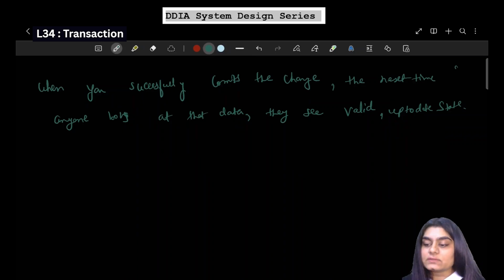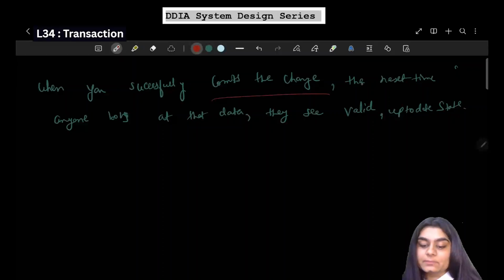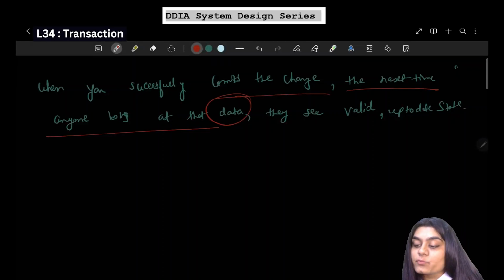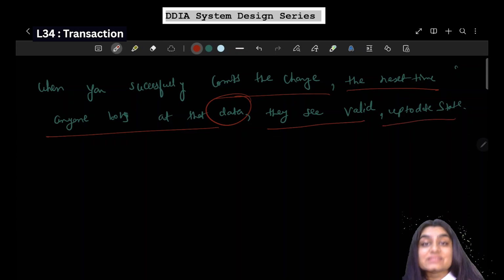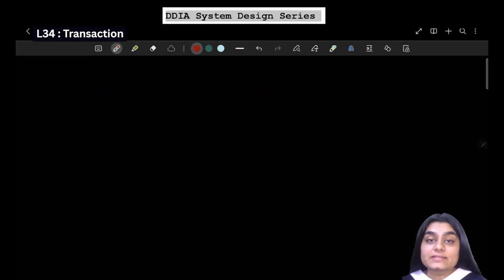Now coming back to this, for example, when you successfully commit the change, the next time anyone looks at that same data, they see a valid, up-to-date state. This simply means that once the transaction is done, the database doesn't show some partially updated or rule-breaking data. It shows the new consistent state that includes the transaction's changes. Okay, so let's move forward.